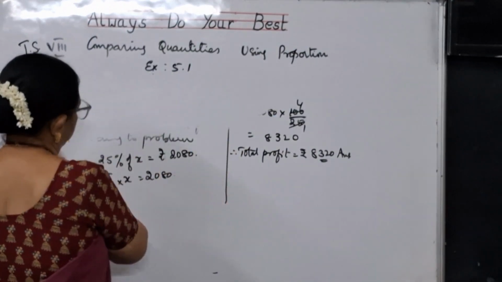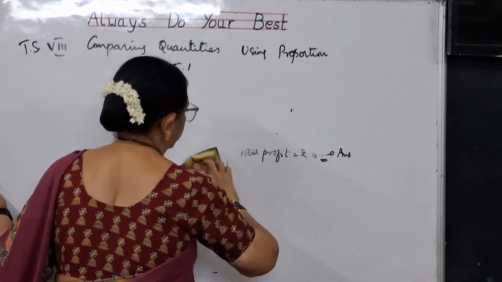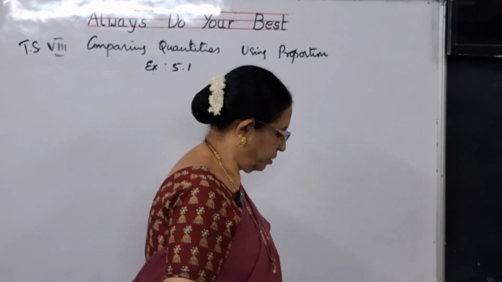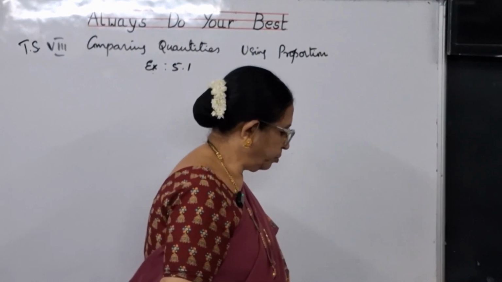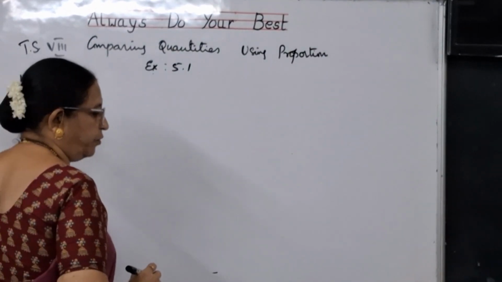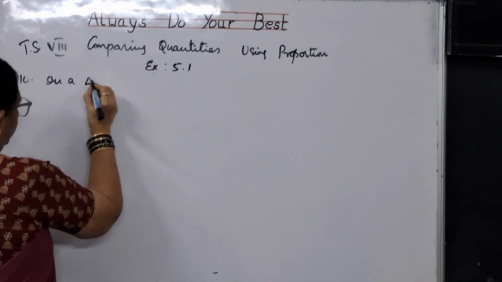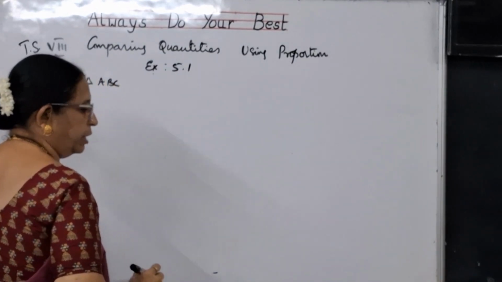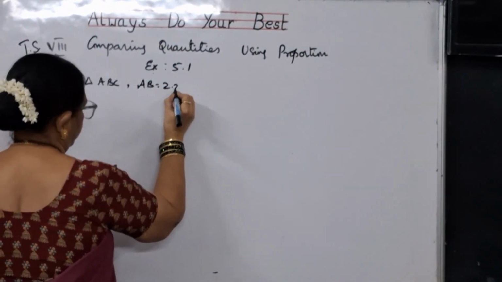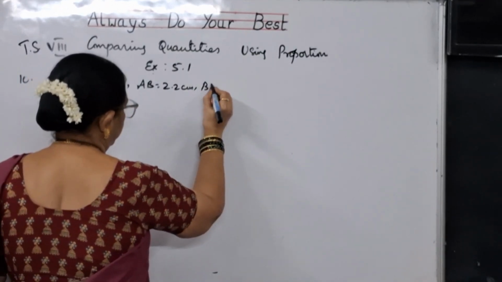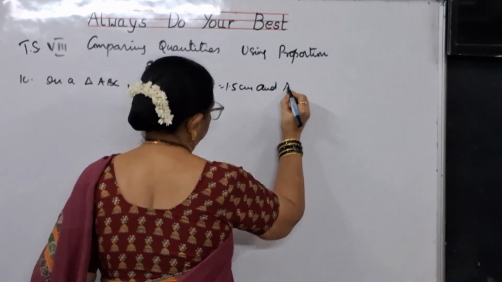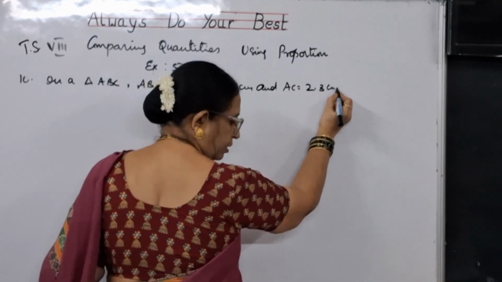Now, we will see 10th problem. 10th problem is: in a triangle ABC, AB is equal to 2.2 centimeters, BC is equal to 1.5 centimeters, and AC is equal to 2.3 centimeters.